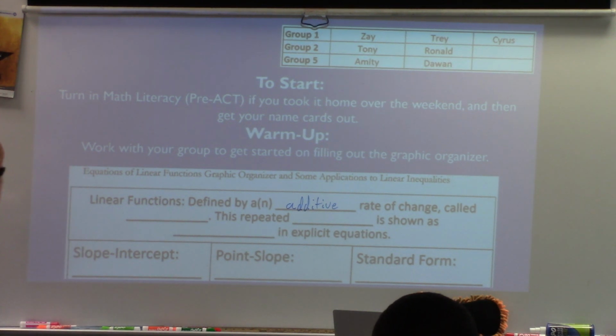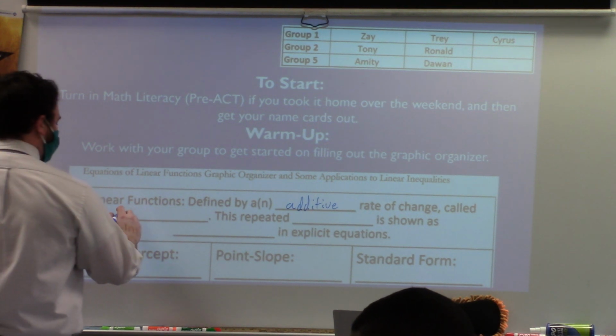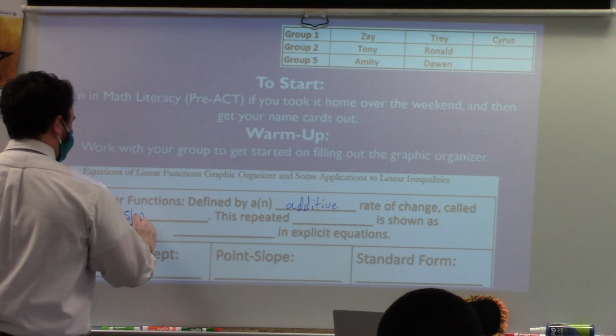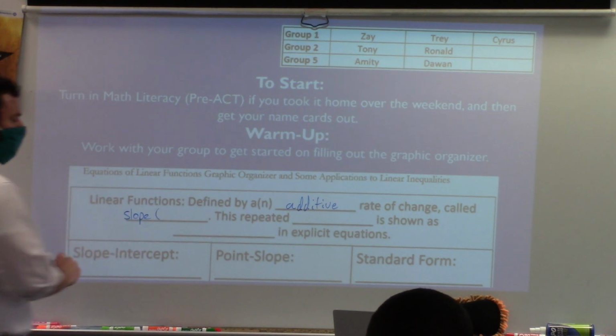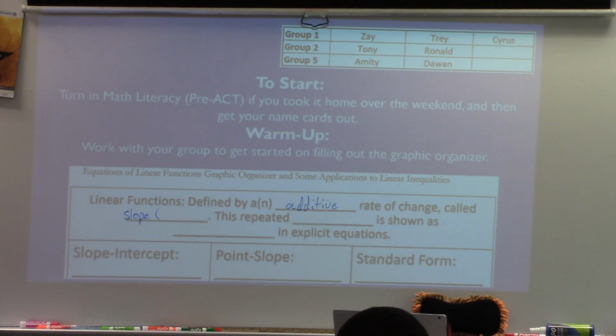So the additive rate of change called what? What do we call that additive rate of change? Slope. Is that true? Yeah? Now, what symbol do we usually use to indicate slope? What letter?